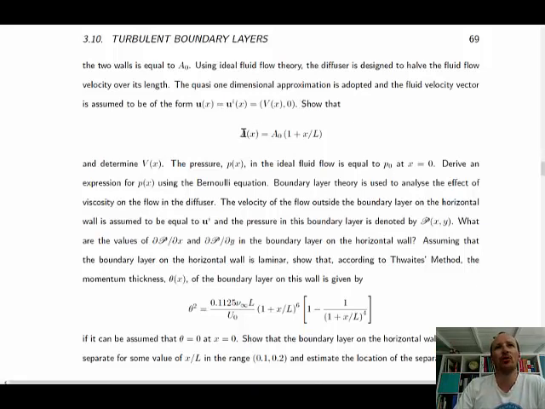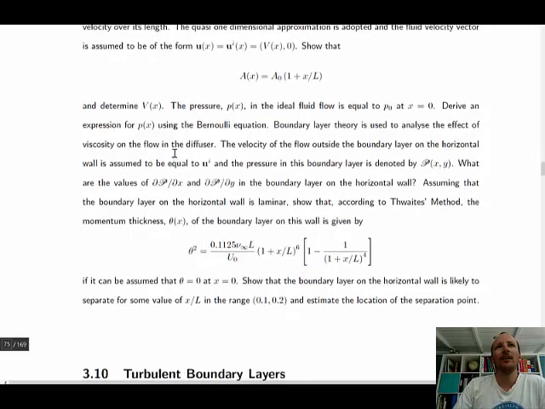So the first thing to do is show that the area function, the area as a function of x of this diffuser, is, that's pretty straightforward. And then determine u of x, the velocity in this ideal flow as a function of x. The pressure, P, in the ideal fluid flow is equal to P0 at x equals 0, so derive an expression for P of x using the Bernoulli equation.